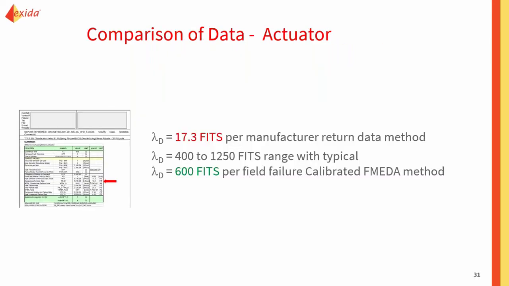Another example, we looked at a field return certificate, and the certificate came out to 17.3 fits. We typically see the same type of actuator, not the same manufacturer, falling between 400 and 1200 fits, depending on the complexity. And a FMEDA was done with the FMEDA technique and the calibrated database, and it came out to 600 fits. So just looking at the manufacturer field return data study could grossly underestimate your failure rates.